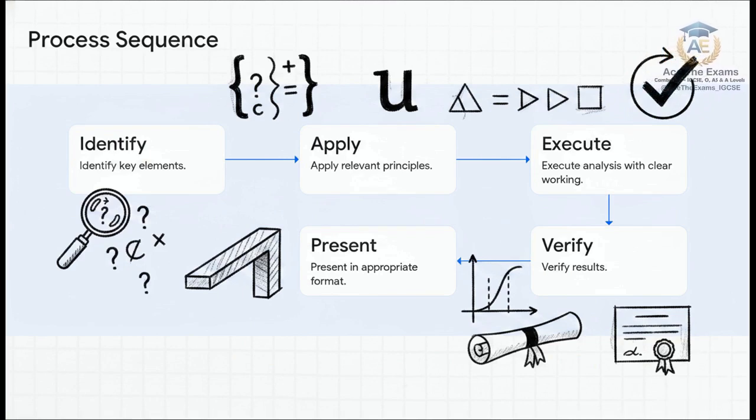Third, you execute the analysis with crystal clear working. You rewrite the equation as u squared minus 5u plus 6 equals 0. You factorize it. You get u equals 2 or u equals 3. Fourth, and this is absolutely crucial, you verify your results. You are not done yet. Fifth, you present everything in the correct format. You substitute it back. e to the x equals 2, so x equals the natural log of 2. e to the x equals 3, so x equals the natural log of 3. You use clear terminology, proper headings, and appropriate formats. I'm telling you, that exact sequence is your blueprint for maximum marks.